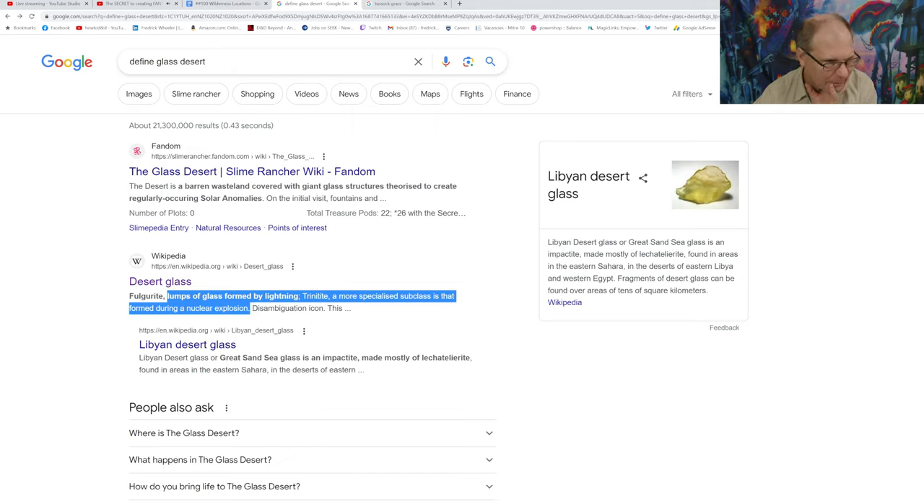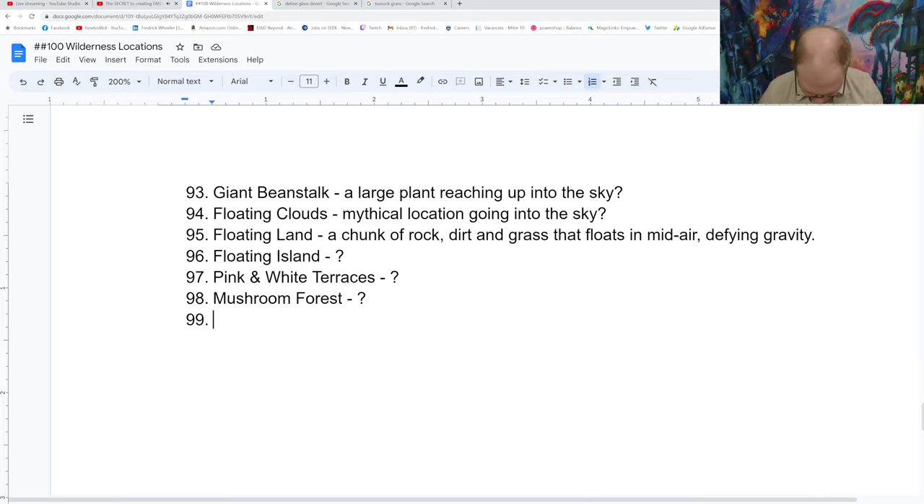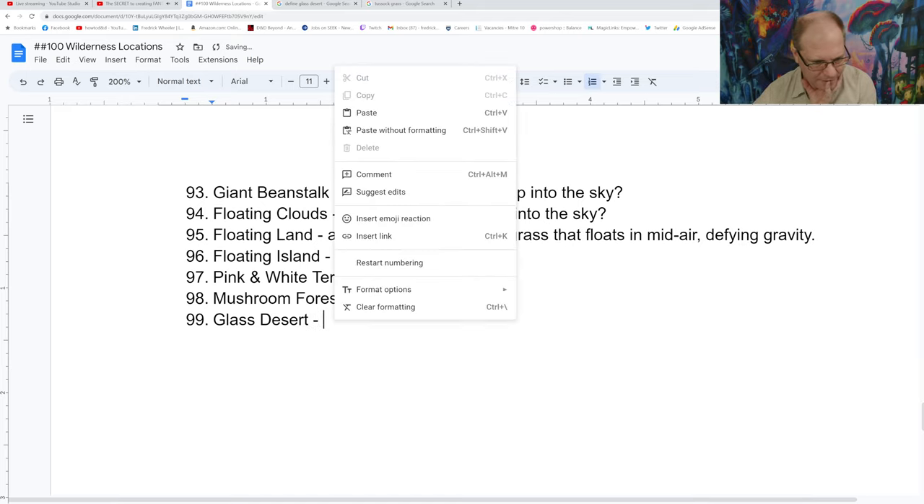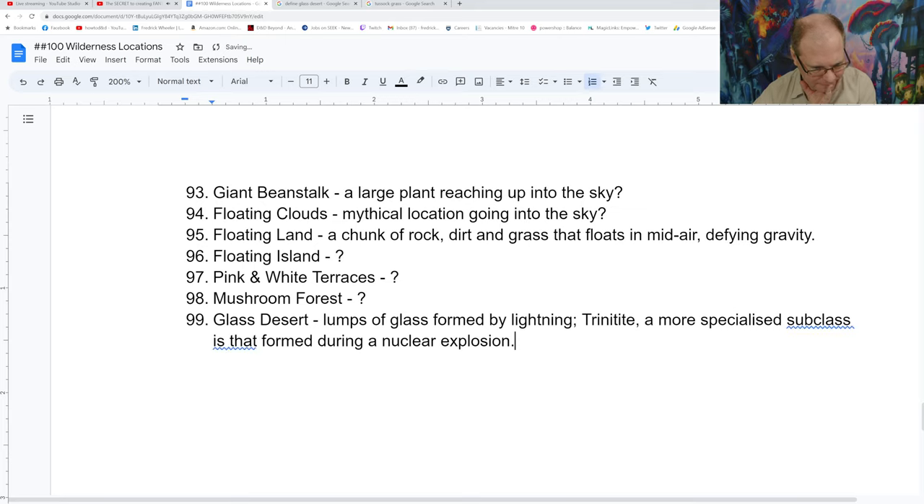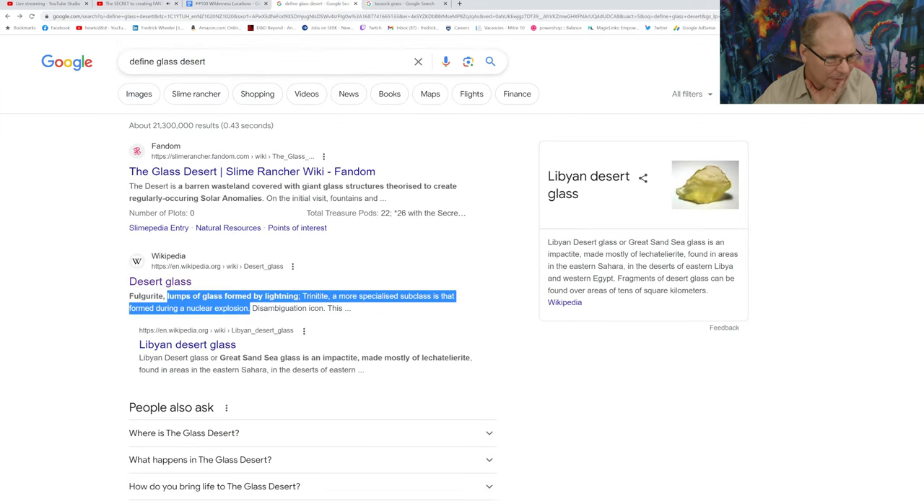So let's go copy this. Desert glass, glass desert. With giant sand structures, giant glass structures created. Okay, this is interesting too. Okay, that's fine. We're going to get glass desert, which is a very interesting idea. So let's definitely have something. And let's grab this bit.